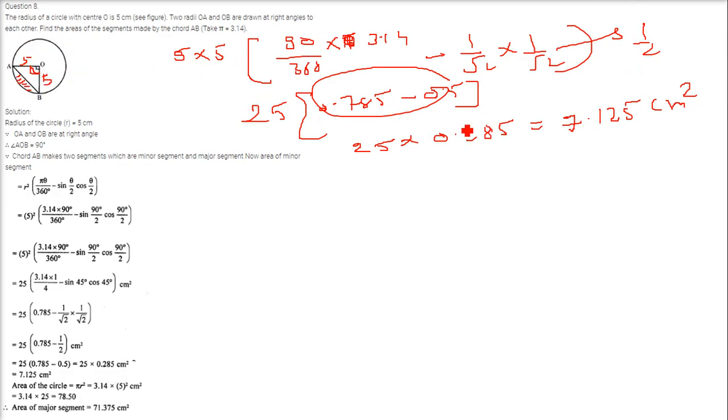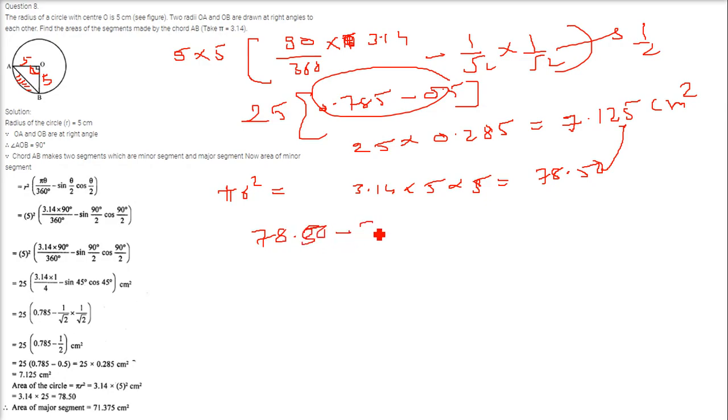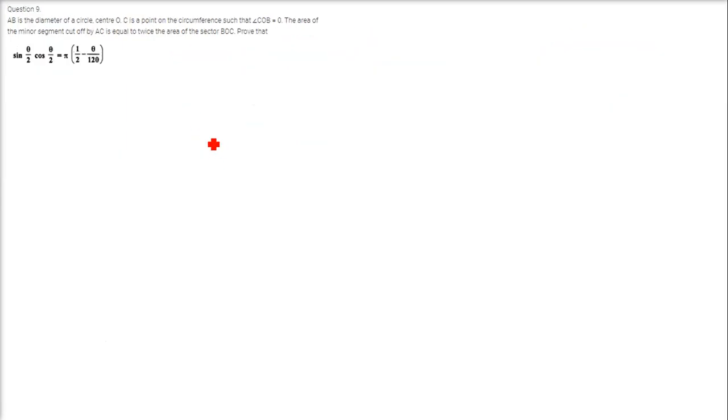In order to find the major one, just subtract this from the whole area of the circle. So area of the circle is pi r square, 3.14 into 5 into 5, which is going to be 78.50. Now you just have to subtract these two. That is, you have to subtract this 7.125 from here. So 78.50 minus 7.125 is going to come as 71.375, and this is the area of the bigger one, that is the major segment. Area will always be in squared unit.